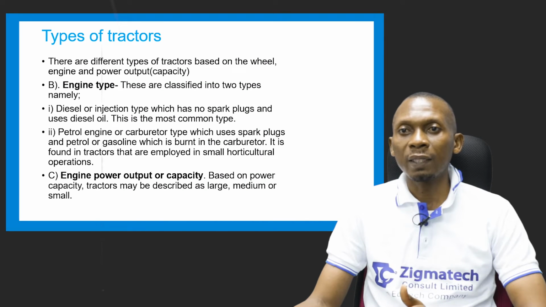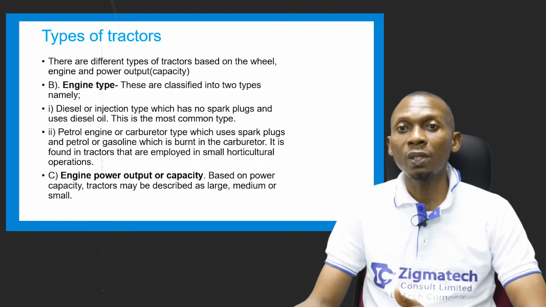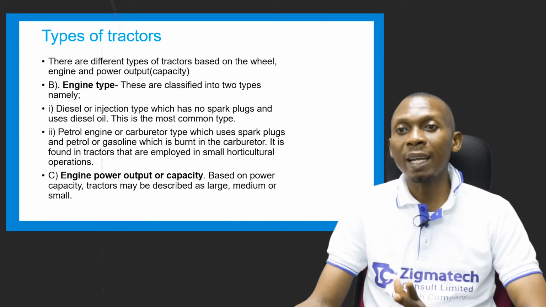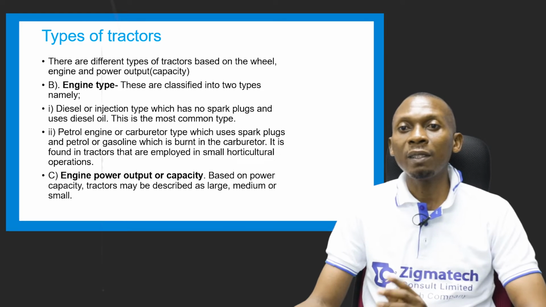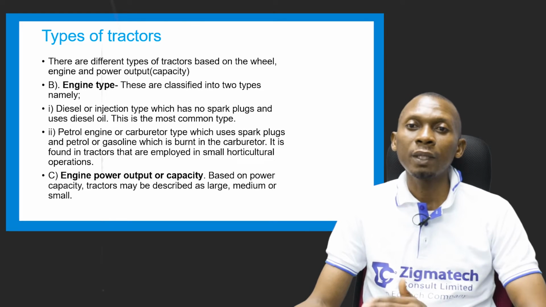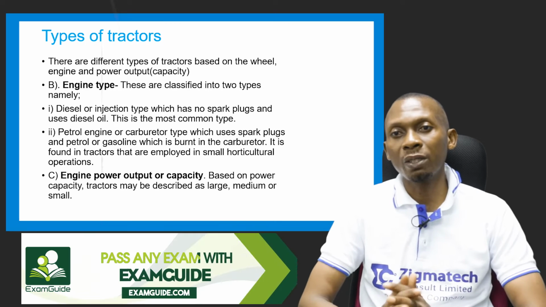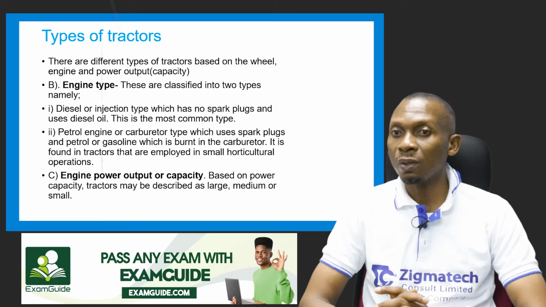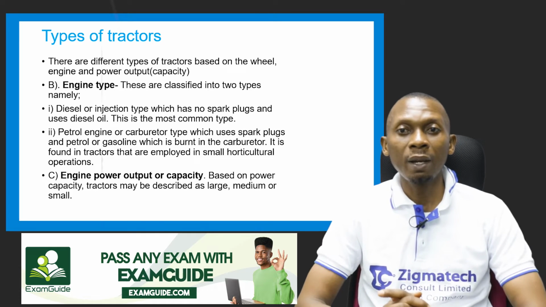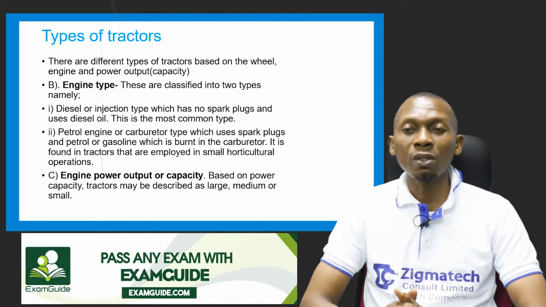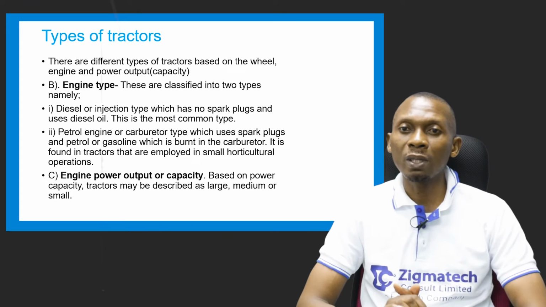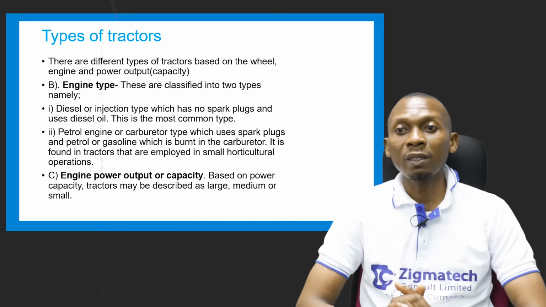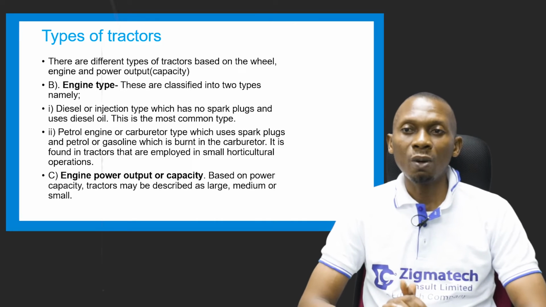Now this classification of tractors, we've talked about the wheel type, so let's talk about the engine type. Based on their engine, we have two types. We have the diesel or the injection type, and we have the petrol engine or the carburetor type. The diesel or injection type has no spark plugs and uses diesel oil, and this is the most common type. Then we have the petrol engine or carburetor type, which uses spark plugs and petrol or gasoline, which is burnt in the carburetor. So it's found in tractors that are employed in small horticultural operations.